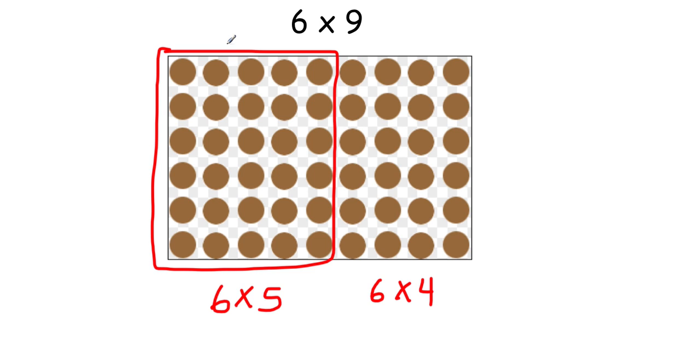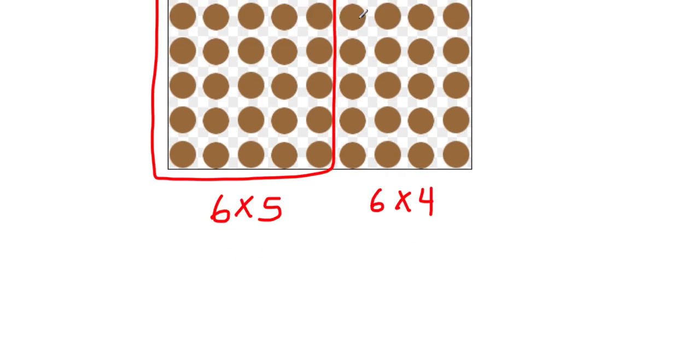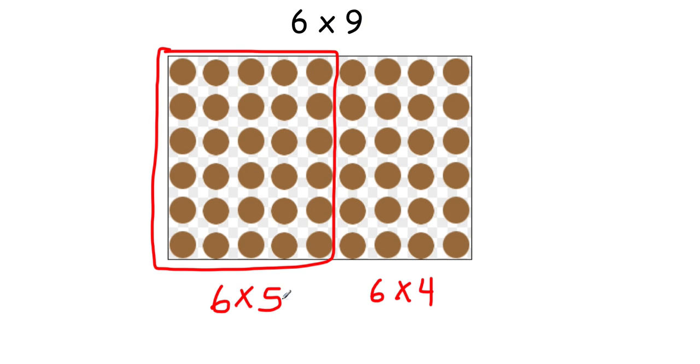Last one. Did it work? Was it the same? True or false? Do we have the same? We have the same rows. 6. Yeah, true. And did we break down the columns? We did. We made this 9 into a 5 and a 4. And 5 plus 4 equals 9.